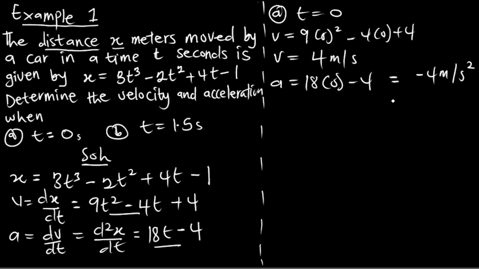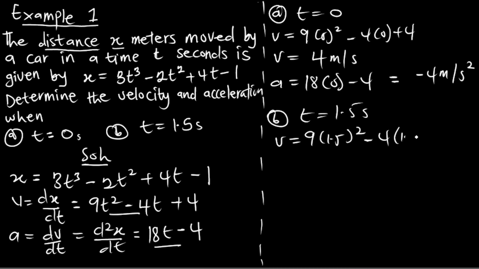B, when our t is 1.5 seconds, then our velocity, the same equation, is going to be 9(1.5) squared minus 4(1.5) plus 4.